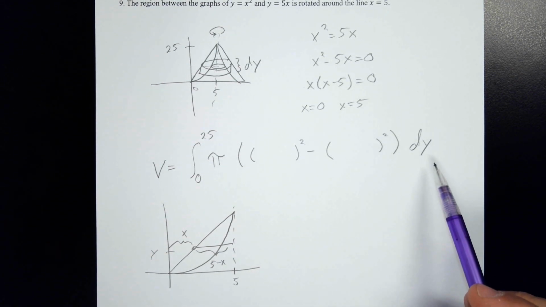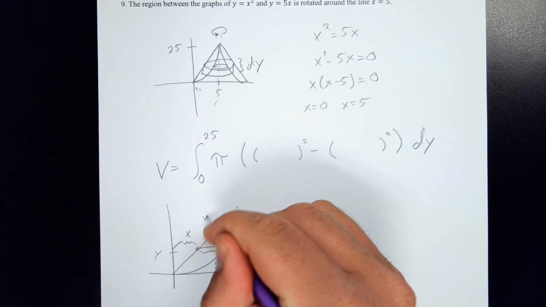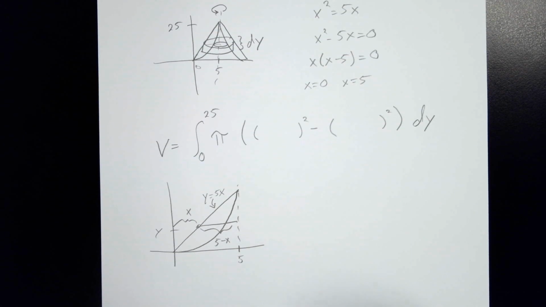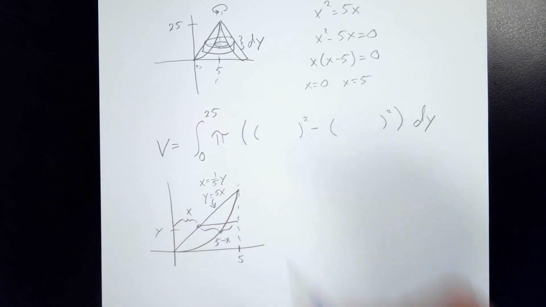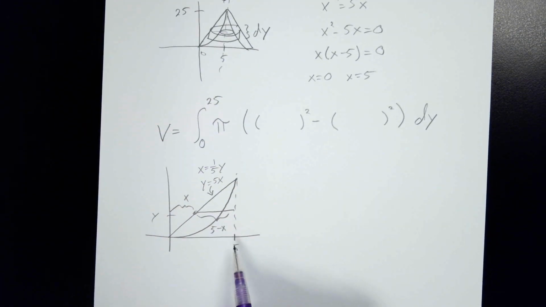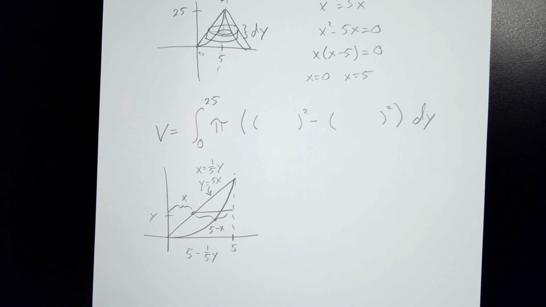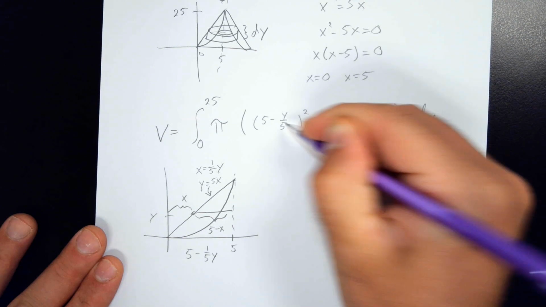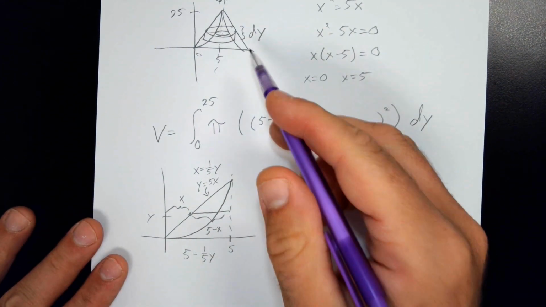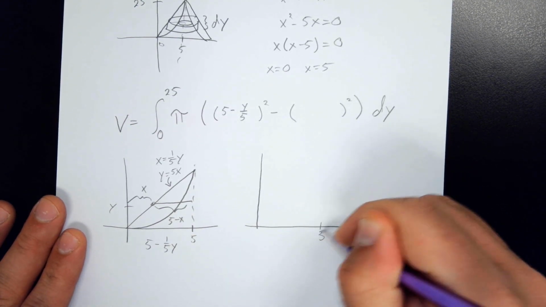But remember, I'm integrating with respect to y, so I should figure out what that is. Well, y equals 5x is this line right here, I could get that in terms of y, and I could say that's the same as x equals 1/5 y. So 5 minus x is really 5 minus 1/5 y. And that's what's going to go in this first radius, 5 minus y over 5. Okay, let's draw this picture again to figure out what that inner radius should be. So I'll draw this region again.